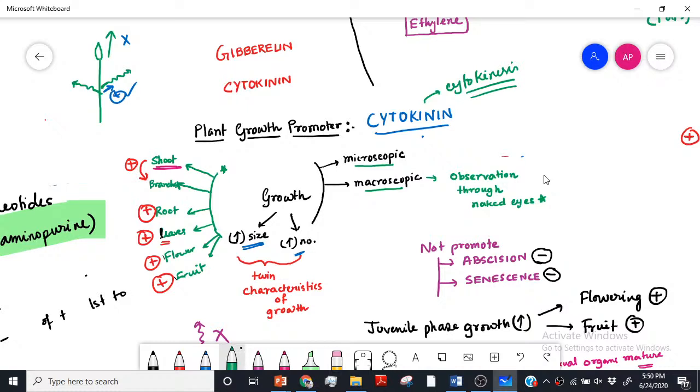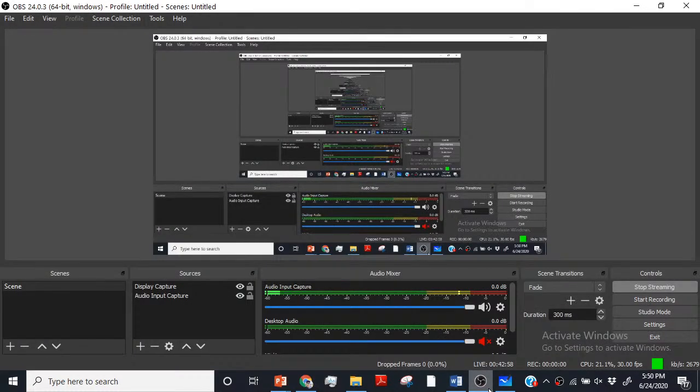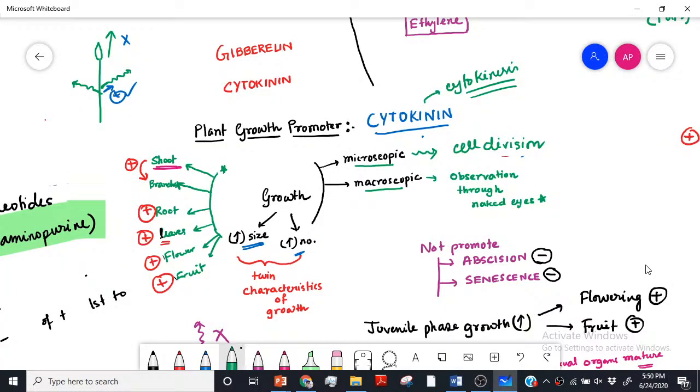Now, cytokinin in the microscopy: the word cytokinin comes from cytokinesis. Now, at the microscopic level, what will happen? Cytokinesis means cell division. So the microscopic part of its growth is cell division.